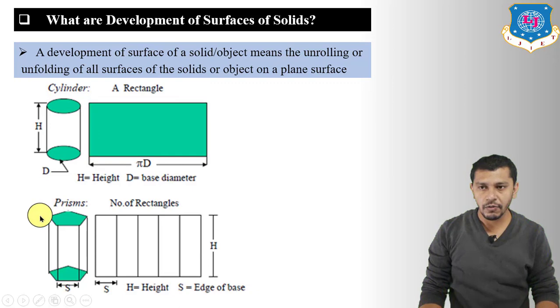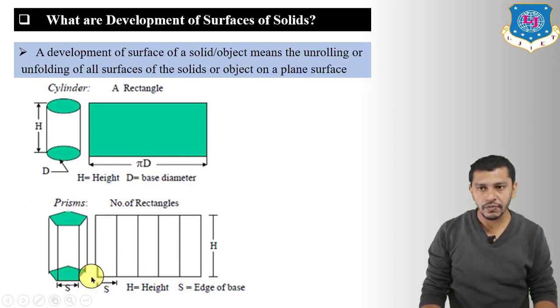Now let us see the development of the prism. So the development of each prism will be a rectangle which is divided into number of rectangles. So here each rectangle will represent the rectangular face of the prism. So if we have a pentagonal prism, as here we have taken, the number of rectangles will be 5. If we have hexagonal prism, the number of rectangles will be 6. If we have square prism, the number of rectangles will be 4.